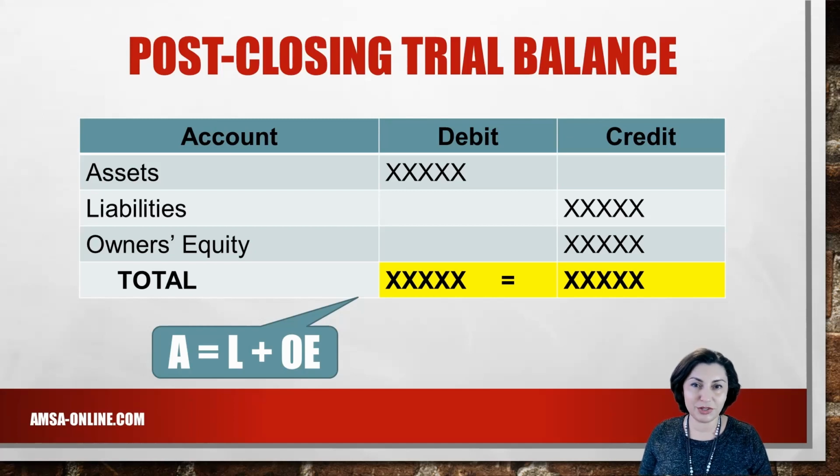Once the closing entries are posted to the ledger accounts, also called T accounts, companies prepare a post-closing trial balance. This trial balance will only include assets, liabilities, and owner's equity accounts. Note the accounting equation here. Assets are equal to liabilities plus owner's equity. The purpose of this post-closing trial balance is to verify if the closing entries have been properly journalized and posted. Total debits must be equal to total credits.